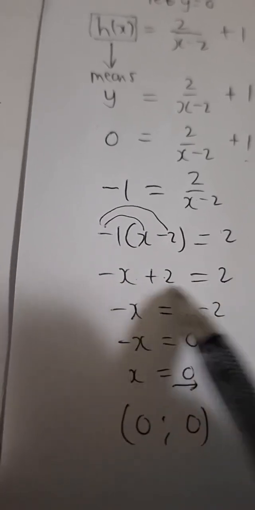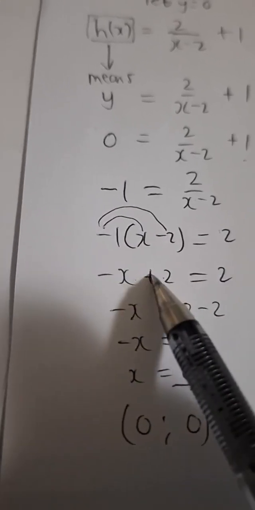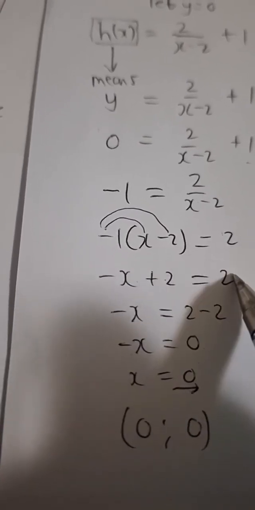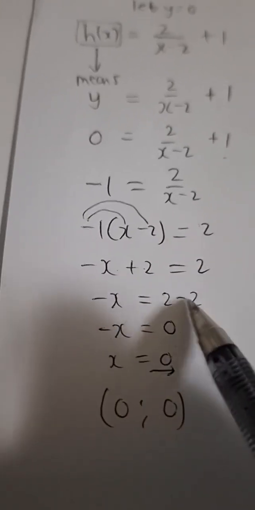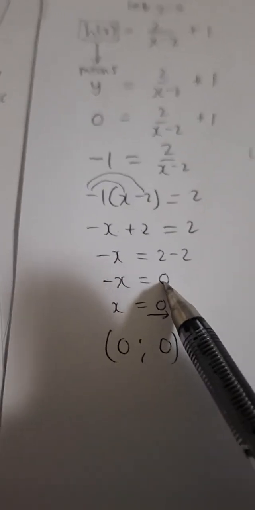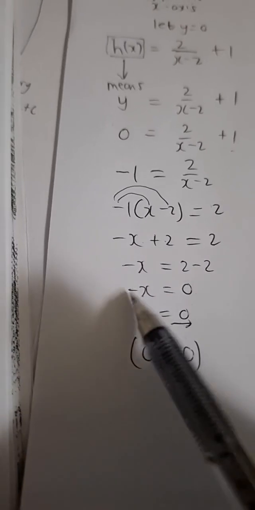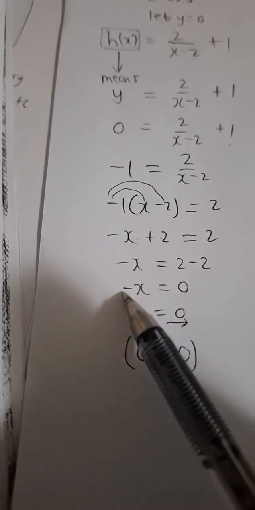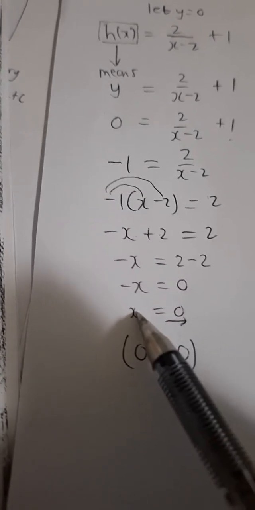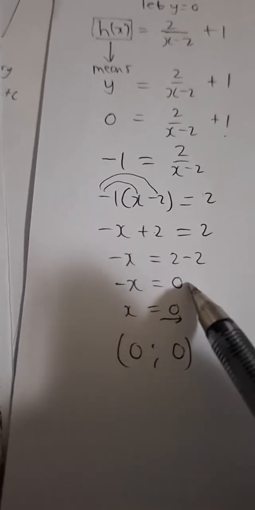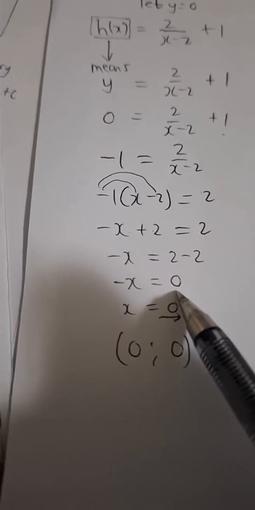Then we solve for the x value. Take the 2, transpose it to the other side. 2 minus 2 on the left hand side, on the right hand side, 2 minus 2 is 0. We have negative x is equal to 0. And then we divide both sides by negative 1. When we divide by negative 1 on the left, we get a positive x, which is what we want. And then when we divide 0 by negative 1 on the right, 0 divided by negative 1 will obviously give us 0.